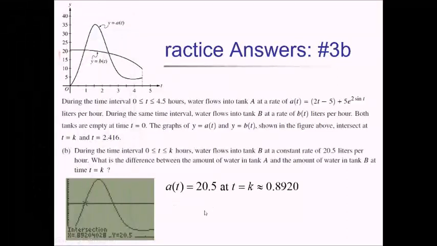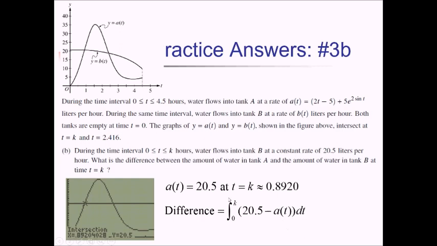So at this point, I just need to take the integral of the difference between b and a until we get to this k value of 0.892. So b is a constant value of 20.5. That's the rate of change of b. It's just this constant value. So we're going to take the integral from 0 to k of 20.5 minus the a of t function, and I'm going to put a dt in there.